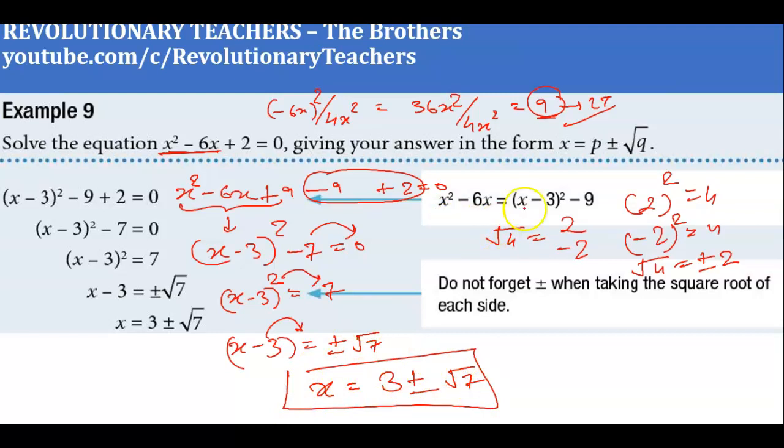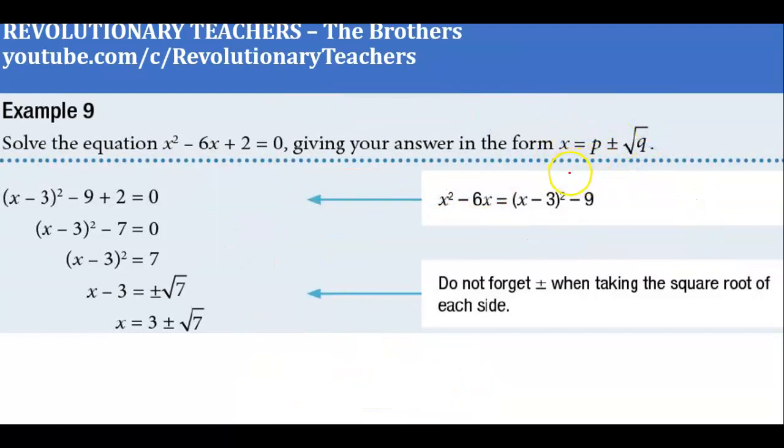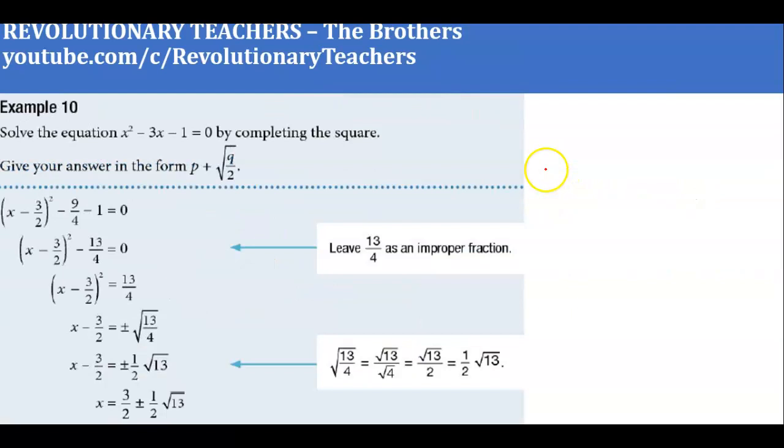Clear children? Let us move ahead. We have expressed the answer in this form. Okay, let us move ahead. Solve this equation by method of completing square and give your answer in this form. No worries. So this is our expression, x square minus 3x minus 1.